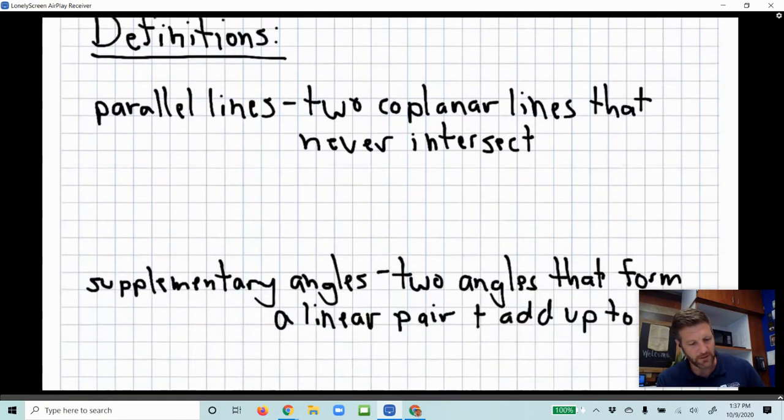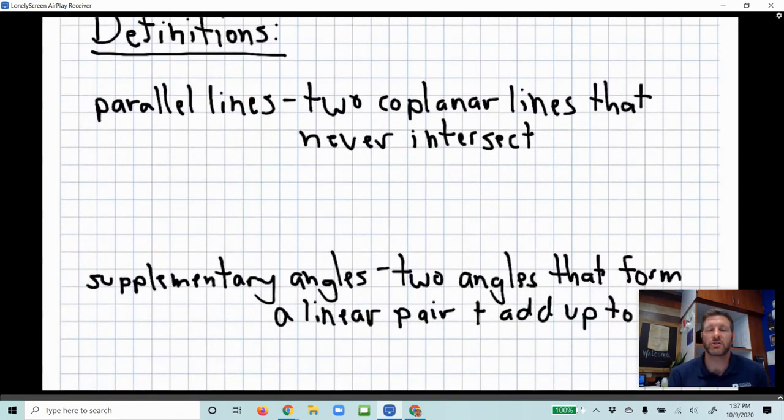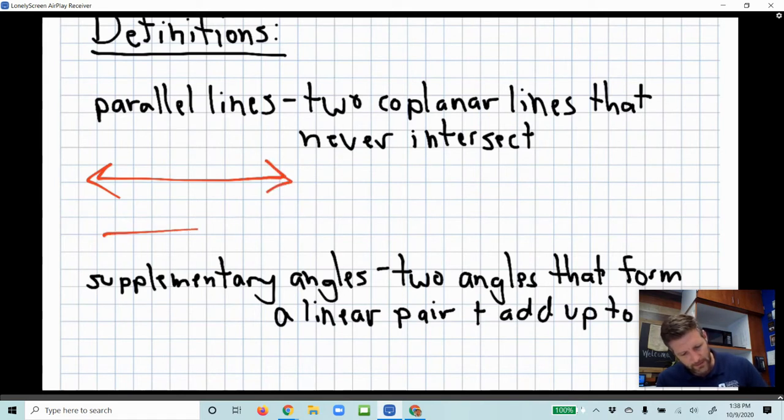So first of all, two definitions, and they're actually not new definitions, they're just review, but they're concepts you're going to want to have strongly in mind to understand 3.2. One is parallel lines, and we defined that last lesson: two coplanar lines that never intersect. So we can draw a simple example of parallel lines. Okay, they never intersect, they go on forever.